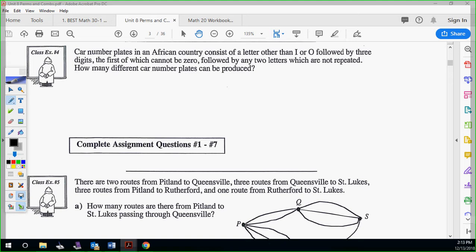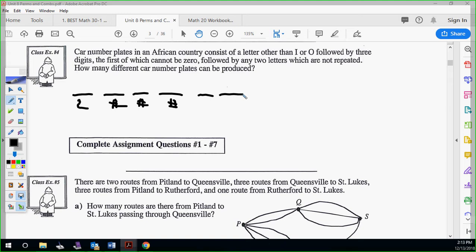So the first one is that letter that can't be I or O. Then I have 3 digits, numbers. And then I have 2 letters that these ones just can't be repeated. The confusing part from last class was these 2 letters aren't considered repeated with this guy. Just these 2 can't be repeated. It can't be AA, it can't be CC. Okay? All right, so what number of possibilities goes to start?